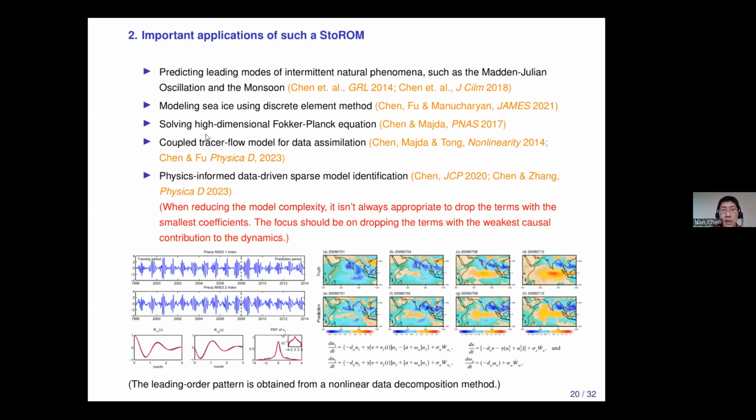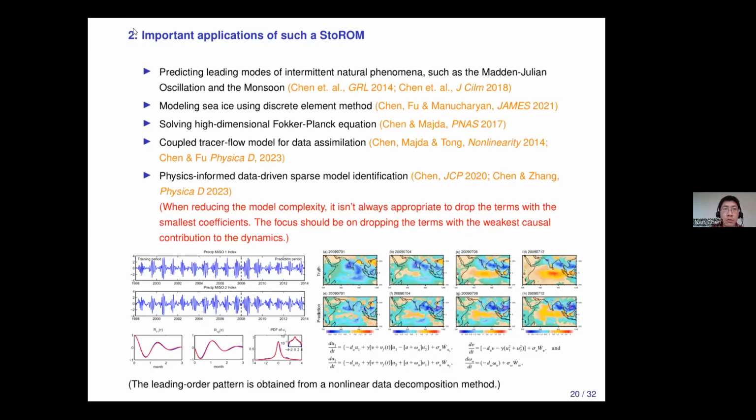This kind of system also allows us to build coupled tracer and flow model for data assimilation. And recently, we are doing some work using this kind of tool to do this physics-informed data-driven sparse model identification. One really interesting feature is when you try to reduce the model complexity, you may think we just drop the terms with small coefficients. But actually, that's not true. You need to drop the terms with the weakest causal contribution to the dynamics. So in this paper, we use this causality-based method to do the sparse identification.